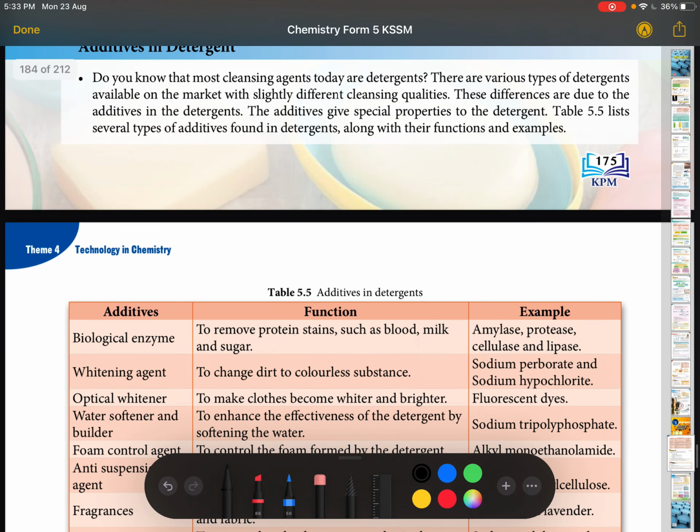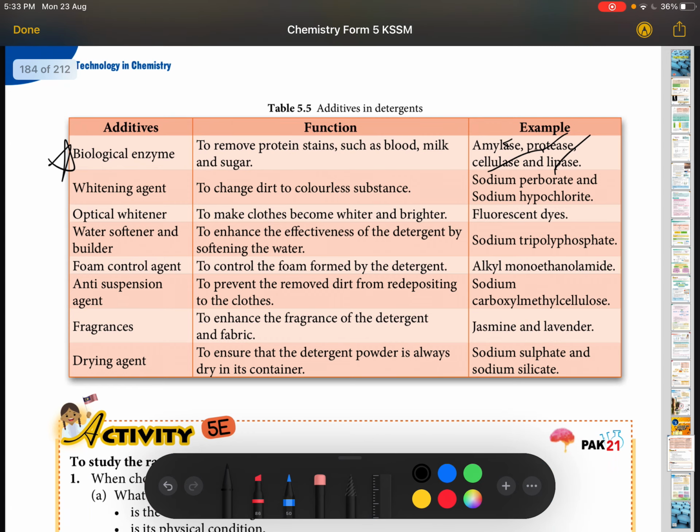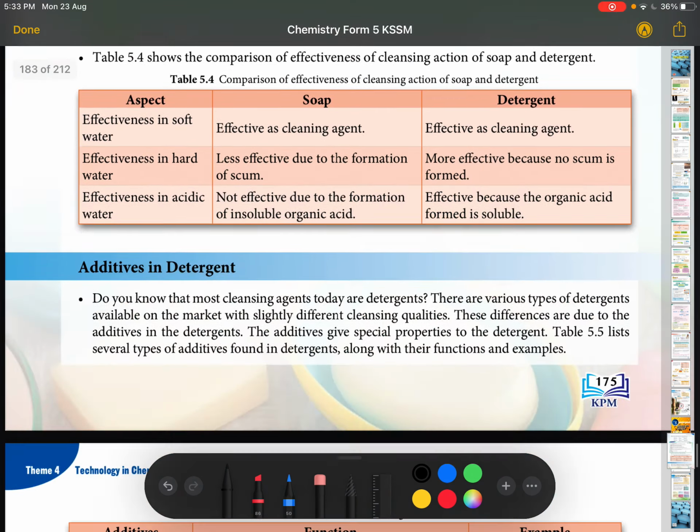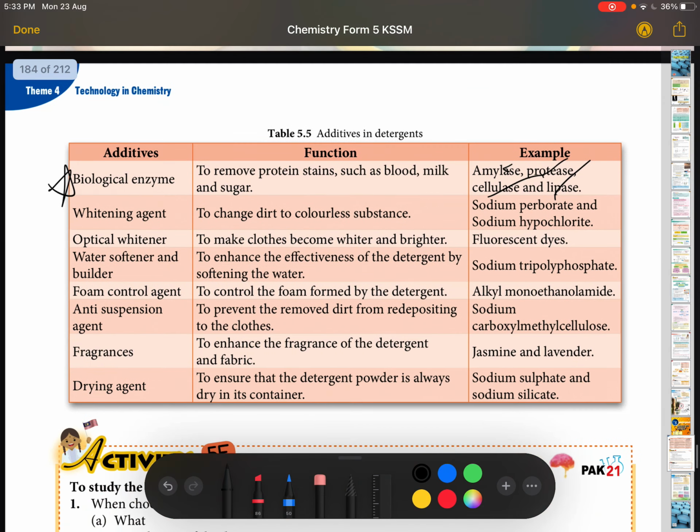By the way, you can add additives to detergents. Read this yourself. But the most important one is biological enzymes and their types: amylase, protease, cellulase, and lipase. That's because they are very good at cleaning protein stains. Detergents are normally for grease stains, but if you add these enzymes, they can also clean protein.